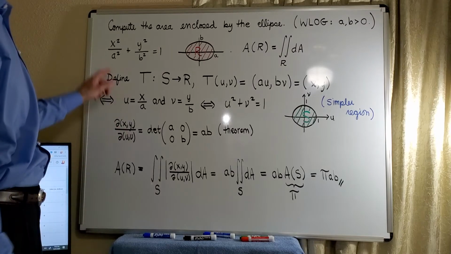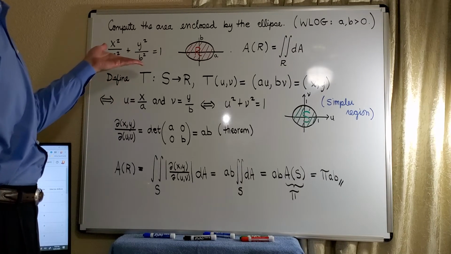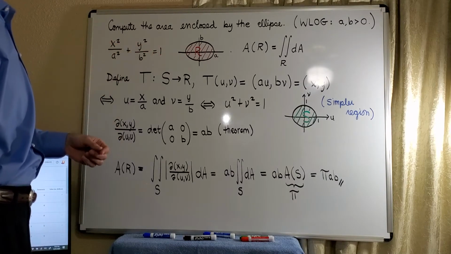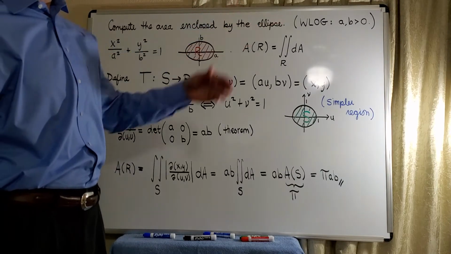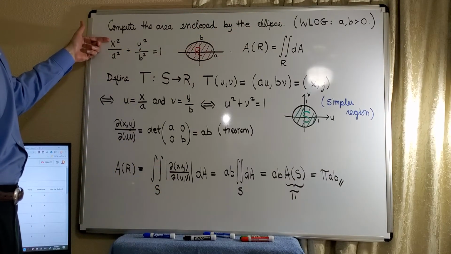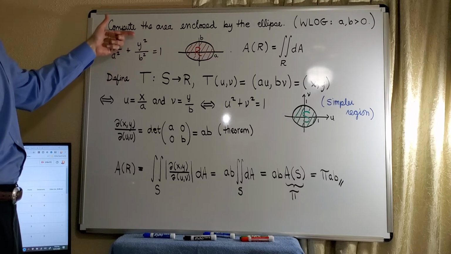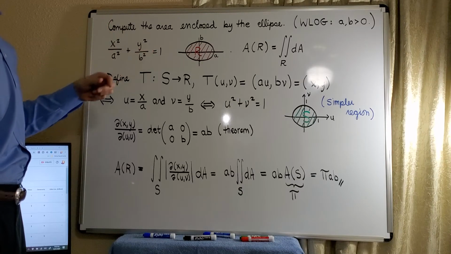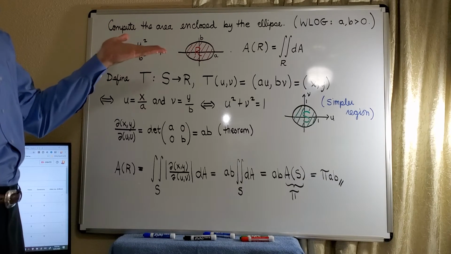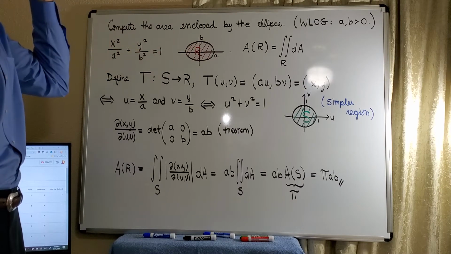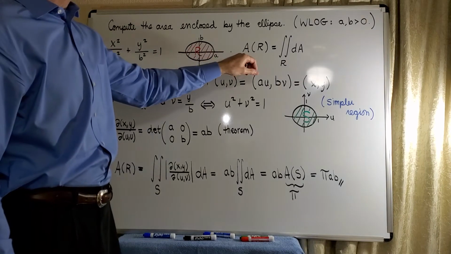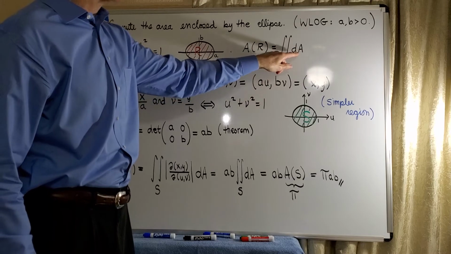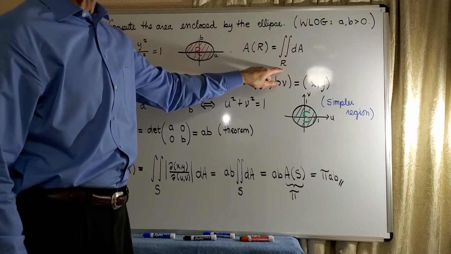That is, you derive this equation for the actual curve of an ellipse, and we just assume that a and b are positive, and we have x squared over a squared plus y squared over b squared equal 1. And using the notation of the double integral, the area of R would just be the double integral of the area element over the region R.